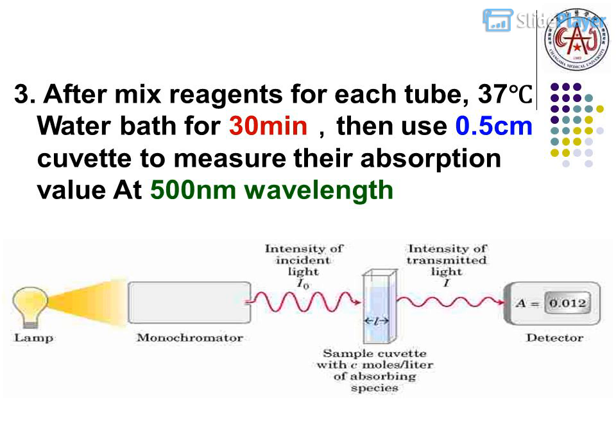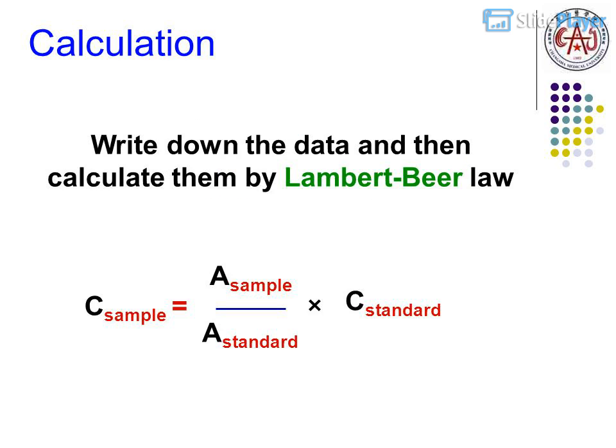After mixing the reagents in each tube, put them in a 37C water bath for 15 minutes, then use a half centimeter cuvette to measure their absorption value at 500 nanometers wavelength. Write down the data and then calculate them by the Lambert-Beer law.